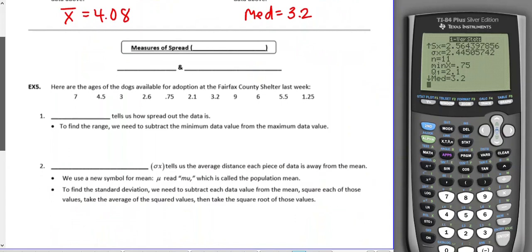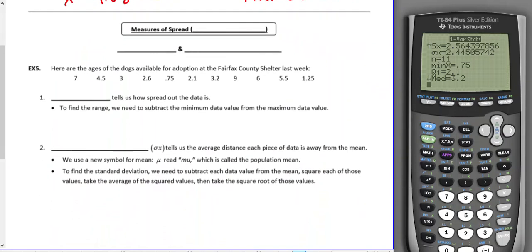Now the next part is something that might be a little bit new. It's the measure of spread, which is also called variability. There are 2 ways we can measure the spread. We can do it by range and by standard deviation. Now range should sound familiar. Standard deviation might be a little bit new.